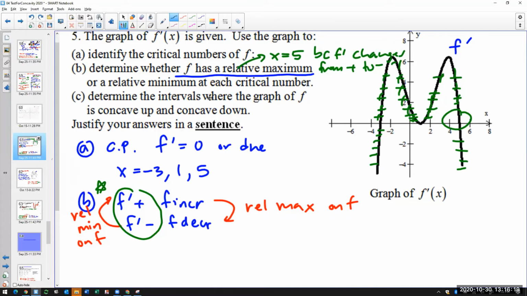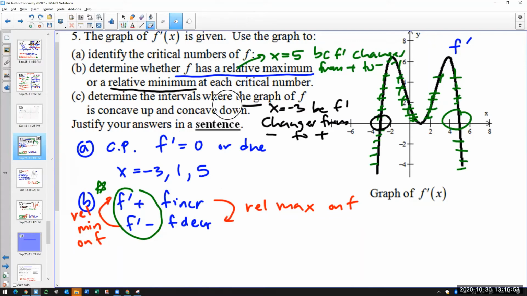All right, so then let's talk about relative mins. Relative mins happen when f prime does what? It changes from negative to positive. So look here, where is my relative min going to happen? Right there. And what is that x value? So you'll say x equals negative 3. What's the justification? Because f prime changes from negative to positive. Next, letter C.